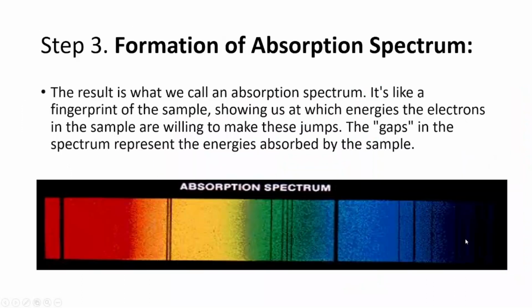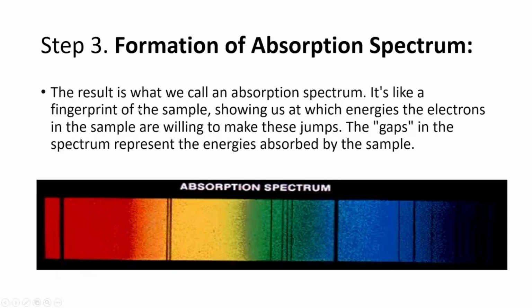Formation of absorption spectrum. As I explained in the previous slide, the formation of the absorption spectrum occurs when the electron has successfully absorbed a particular band of the whole UV spectrum. So let me read what is written here. It says that the result is what we call an absorption spectrum, as I said earlier on. The result of the spectroscopic process is what we call the absorption spectrum. That is after the electrons have absorbed a particular section of it.